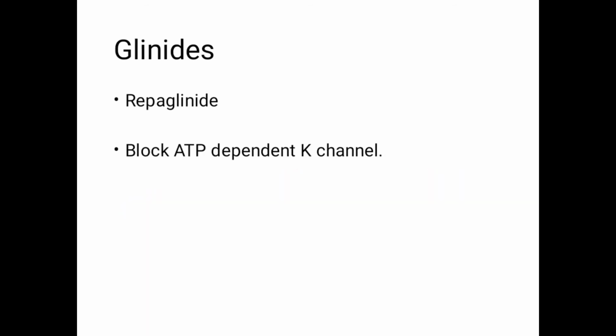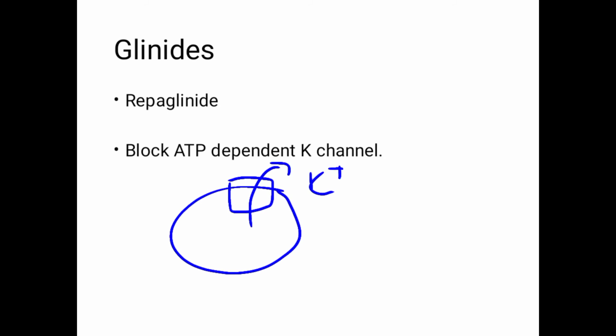Then we have the glinides. These are drugs that act by blocking potassium channels. There are ATP-dependent potassium channels at the surface of beta cells in the pancreas, and these are responsible for the movement of potassium out of the cells. And if potassium is moving out of the cells, it means the cells will repolarize if they are losing potassium.